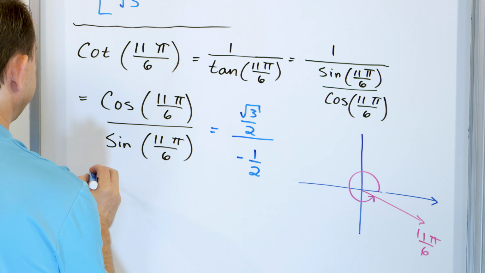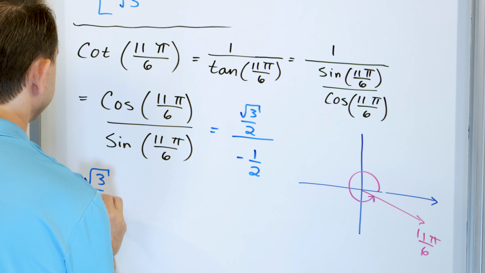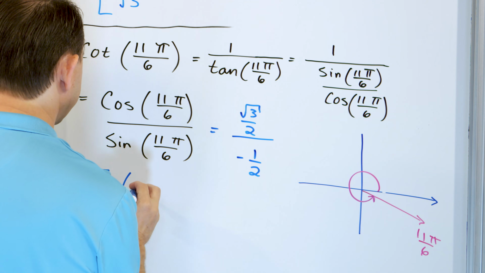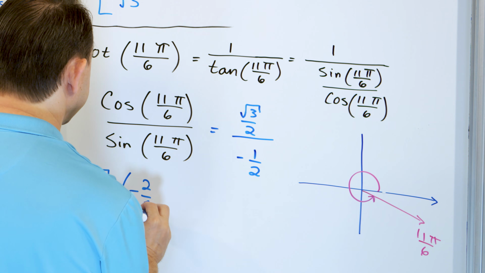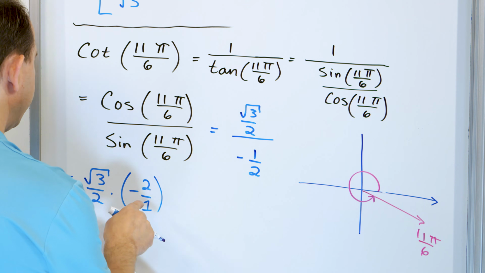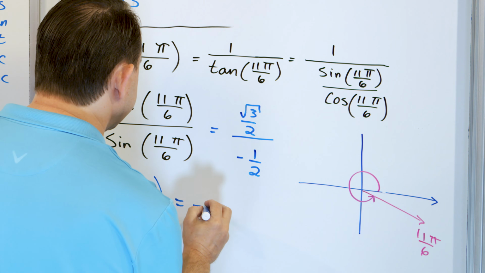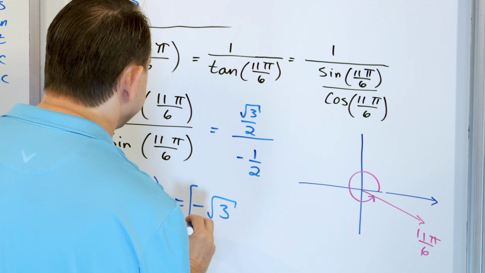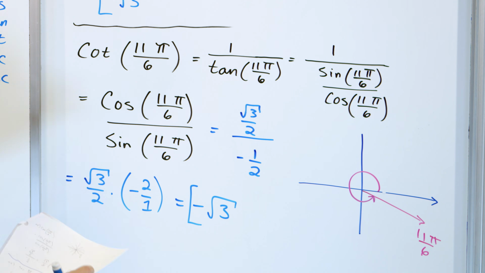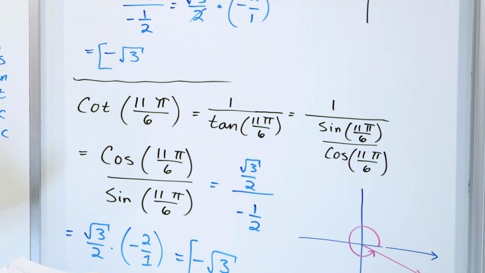So all we have to do is crank through that. Square root of 3 over 2 multiplied, flip over here, it'll be negative 2 over 1. And so what do we get? We get a cancellation here, and so we get negative square root of 3. So actually, we get exactly the same answer. Let me just double check. We get exactly the same answer as we got before.